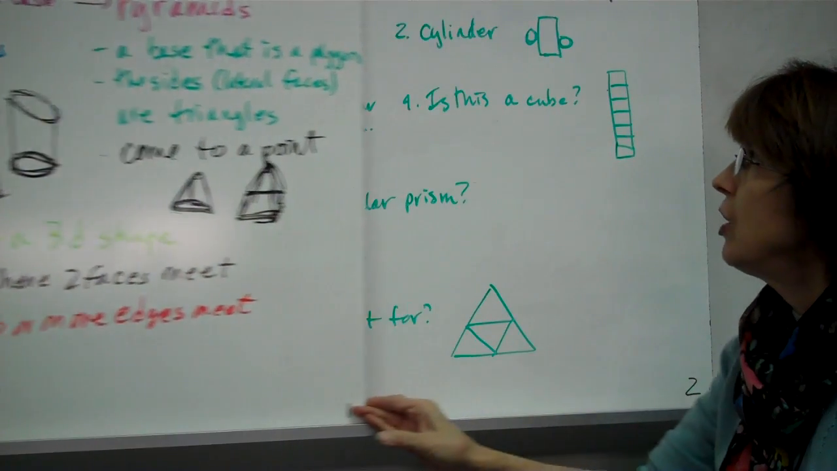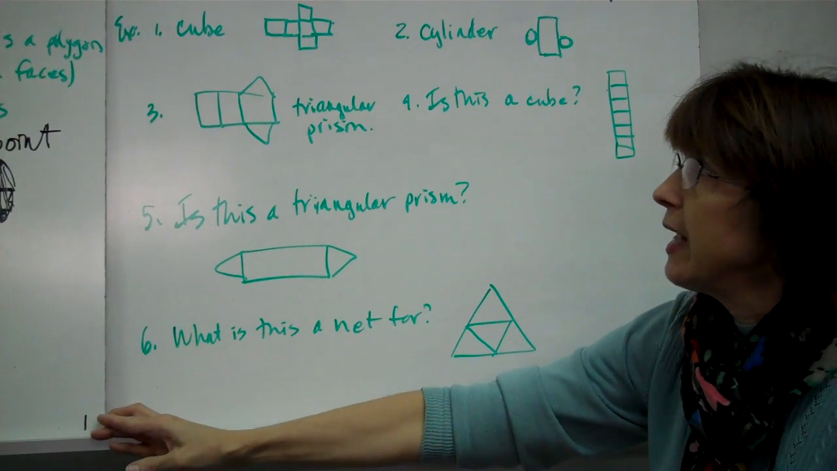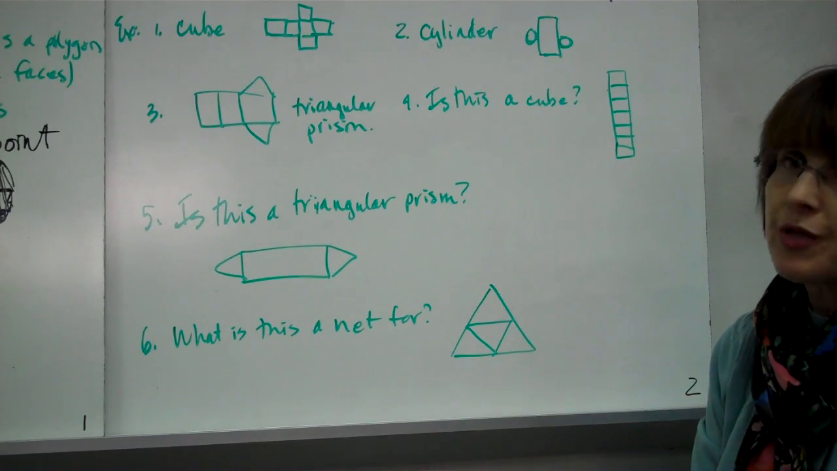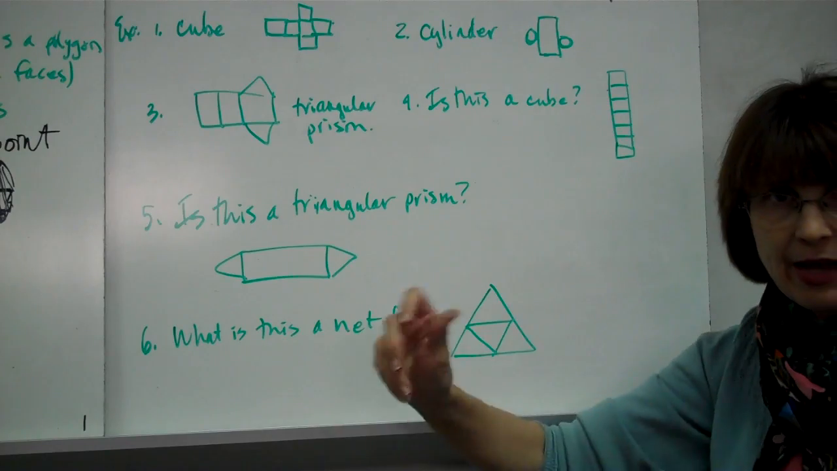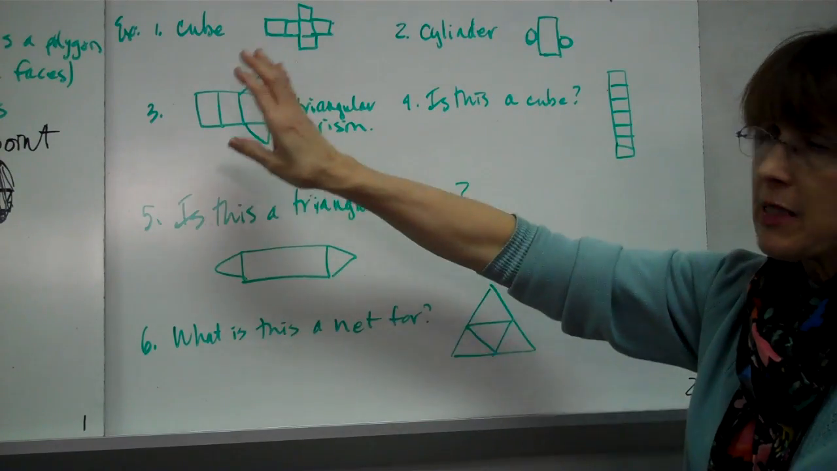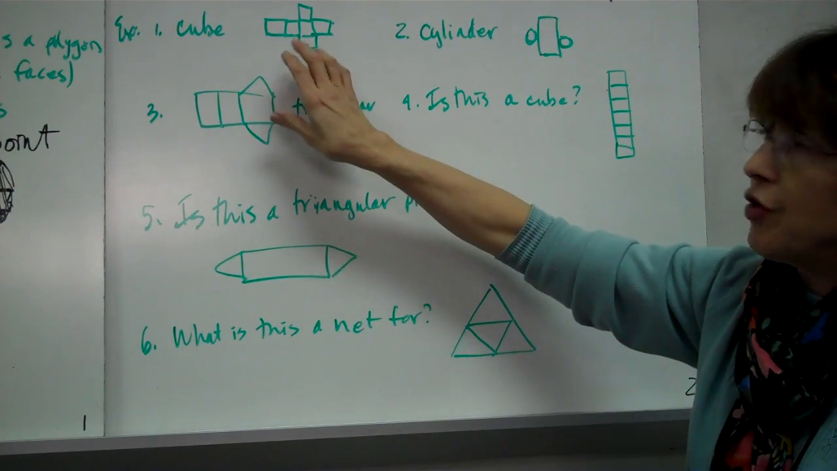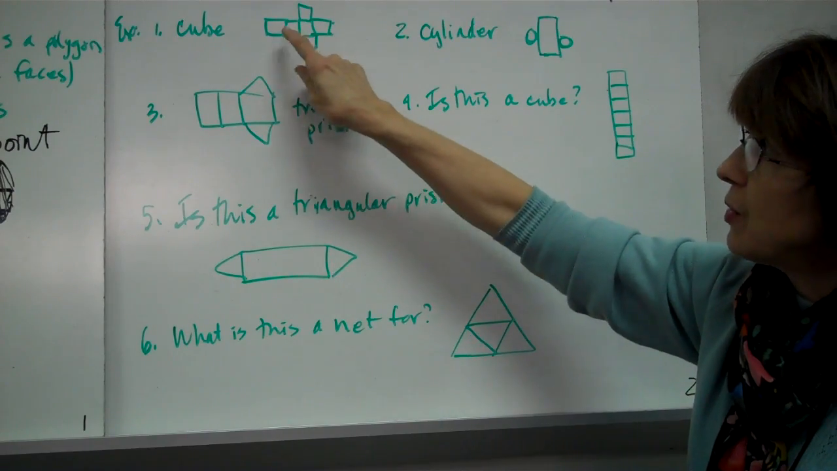Okay, the next thing is the net. The net is a two-dimensional representation of a 3D shape. Okay, it's like when you recycle and you flatten it out, that's your net. Okay, so here's some examples. This is an example of a cube net. A cube has 6 sides, right? And as long as we have 6 squares, we're good.